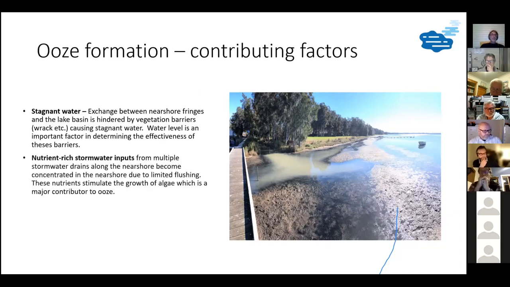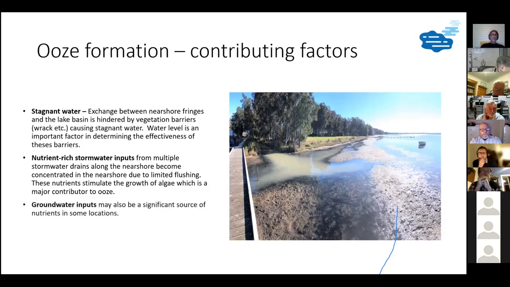So that nutrient-rich stormwater from all of those stormwater drains along the nearshore tends to become very concentrated in the nearshore zone during periods when you have an effective barrier and stagnation of the water. And those nutrients stimulate the growth of algae, which is a major contributor to the formation of this smelly black ooze, as opposed to the normal muddy sediment.